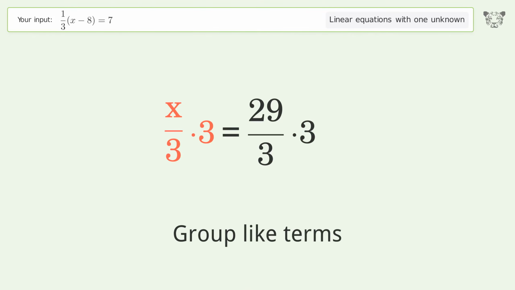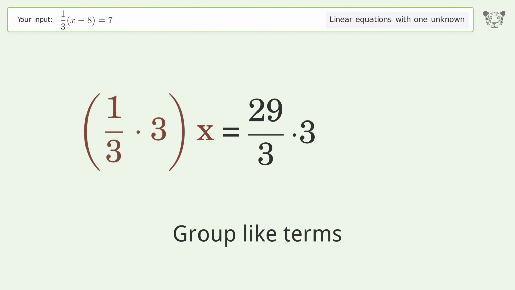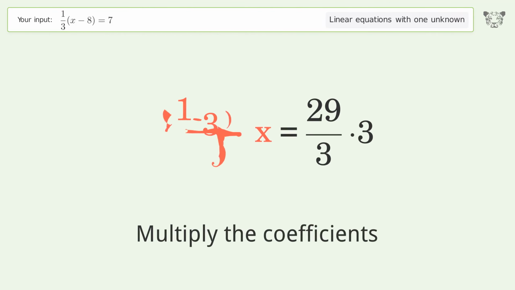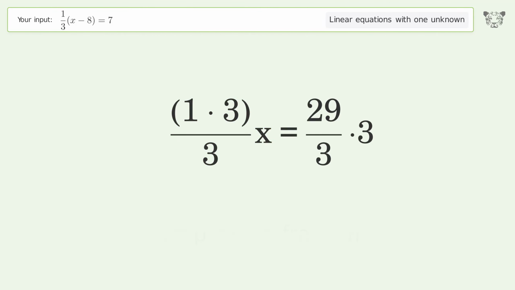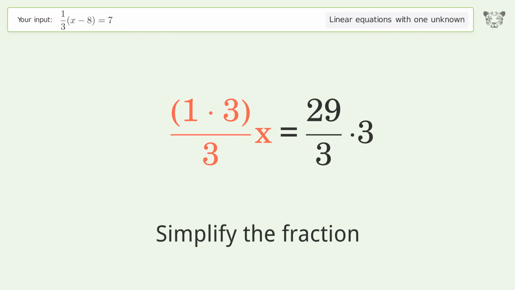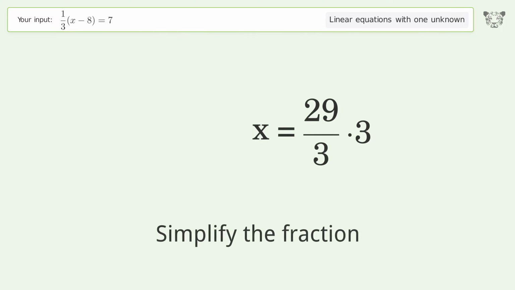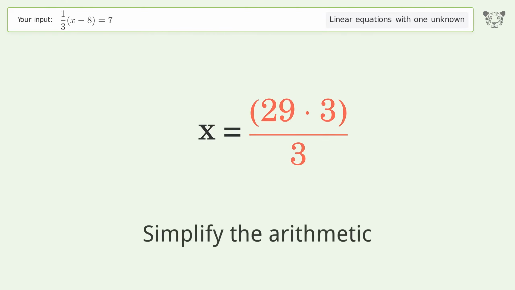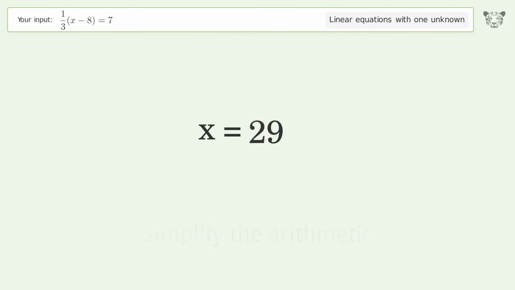Group like terms. Multiply the coefficients. Simplify the fraction. Multiply the fractions. Simplify the arithmetic. And so the final result is x equals 29.